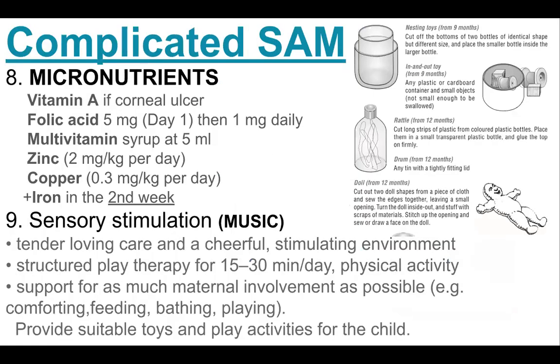And then the next thing we need to talk about is the micronutrients. If there's a corneal ulcer, we can add vitamin A. For folic acid, we first give 5 milligrams and then continue with 1 milligram daily. And then we add multivitamin syrup, zinc, and copper. But remember, in the first week we don't add iron. We add iron in the second week.